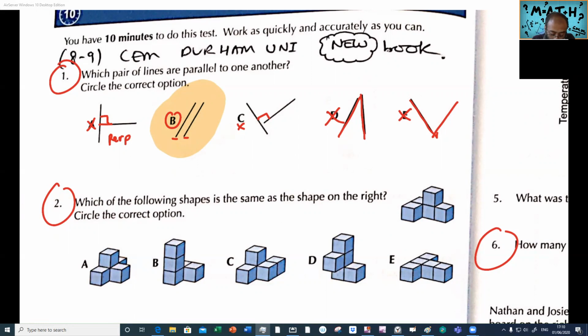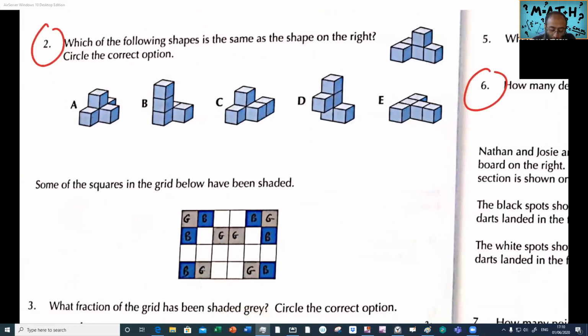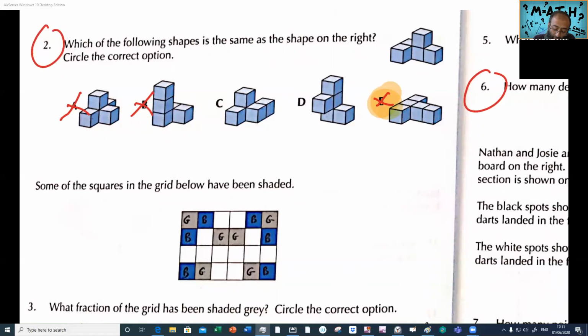Okay, so question number 2. Which of the following shapes is the same as the shape on the right? So for question number 2, let's have a look. Well, it's definitely not going to be E. Okay, and it's definitely not going to be A with the triple one in the middle. It doesn't look like it's going to be B. Now, if I turn that around and turn that around, okay, it looks like it's going to be D. If you turn it up and just turn it around.